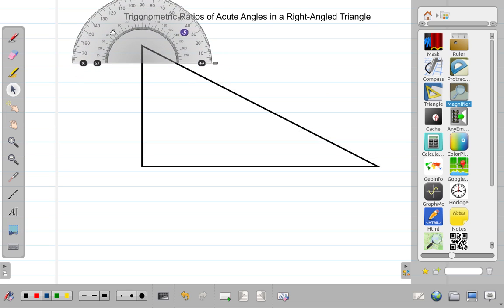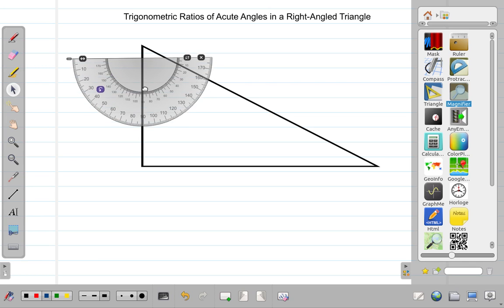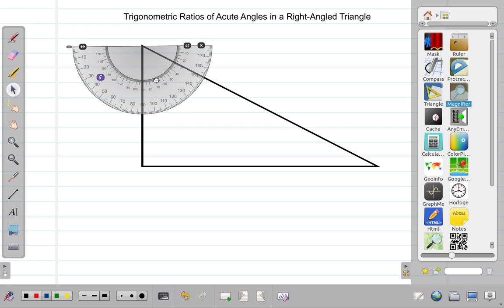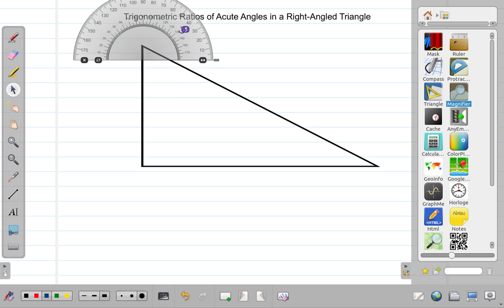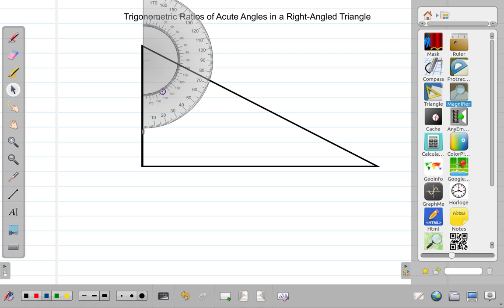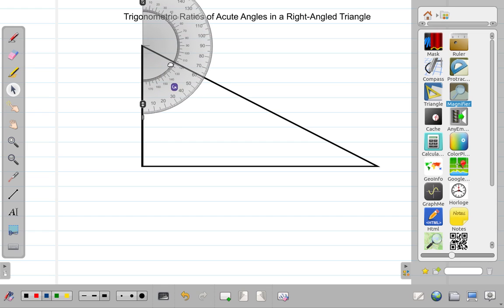This is expected to be what? Let's turn our protractor upside down, and as expected, this angle here, let's spin it this way. Nice. That angle, from this end, we have 60 degrees.